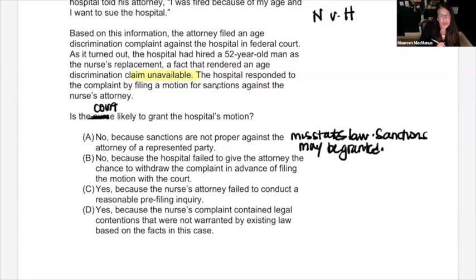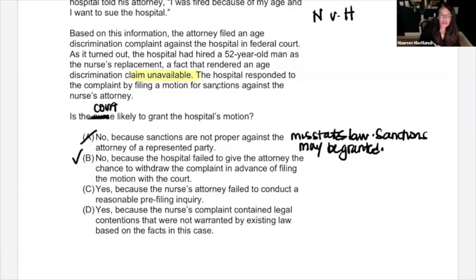B, no, because the hospital failed to give the attorney the chance to withdraw the complaint in advance of filing the motion with the court. That's getting at what I think looks pretty good. It's getting at that failure to follow the Rule 11 process. So that looks good. But I don't pick it and move on until I've looked at the other answers.